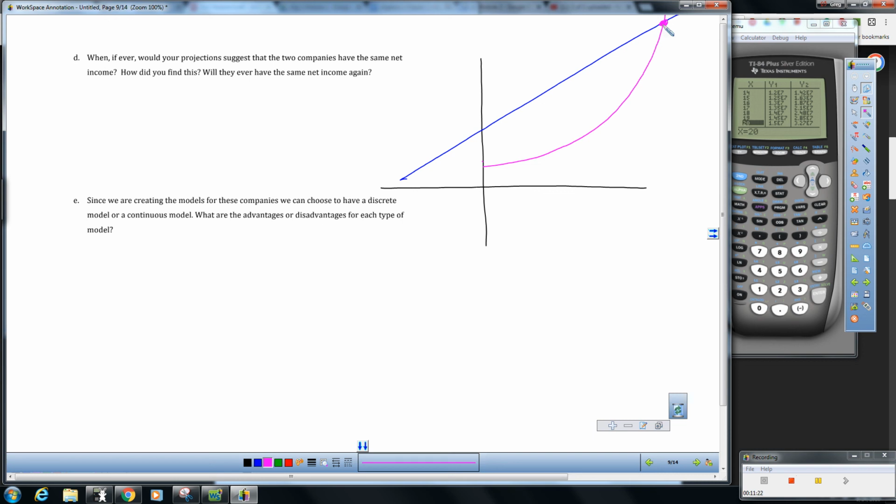Okay? Since we are creating models for these companies, we can choose to have a discrete model or a continuous model. What are the advantages? Well, in a discrete model, I think you could only maybe cash your money out at the end of every single year, whereas in a continuous model, you could cash your money out at any single minute of any single day that the market was open. So, I don't know. I'd probably rather have a continuous model because this is the Synovation Lab and we like our flexibility.